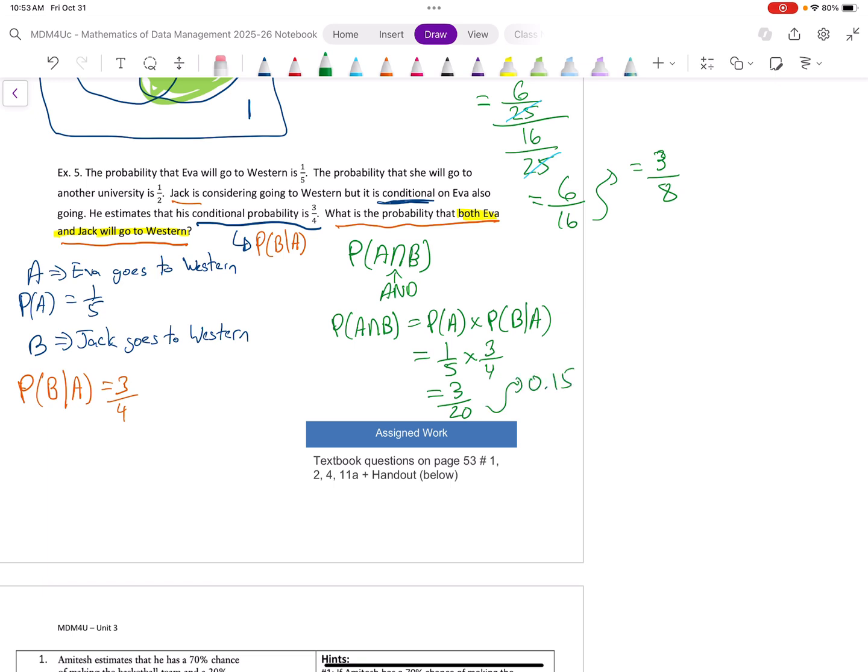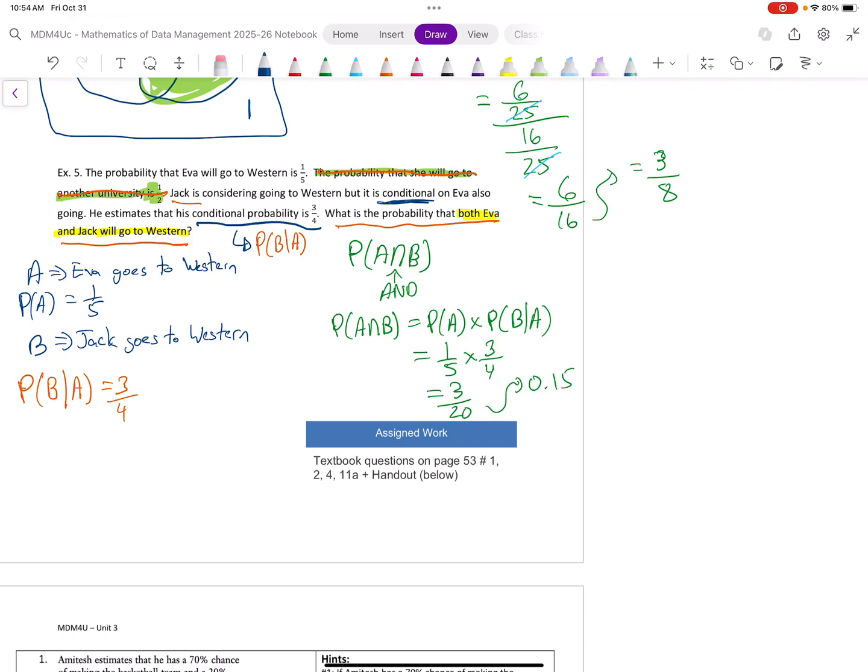or if you wanted it as a decimal, 0.15. So if you can work out what each thing represents, there is some extraneous information here, and that's that the probability that she will go to another university is 1/2. We really didn't need that. I'm just going to cross it out. We didn't need that piece of information. It's just there to throw us off.